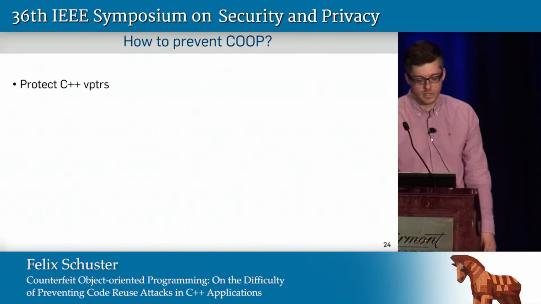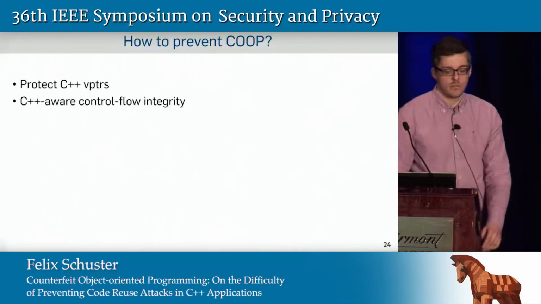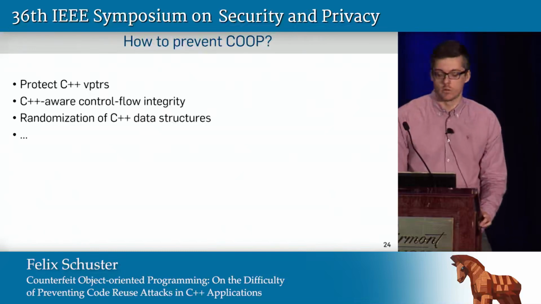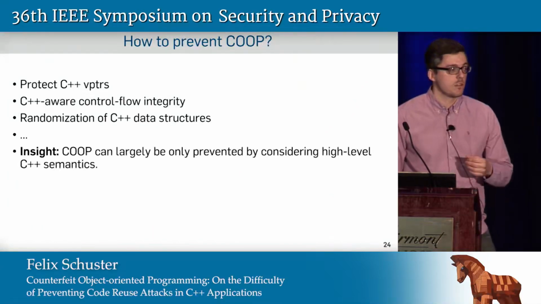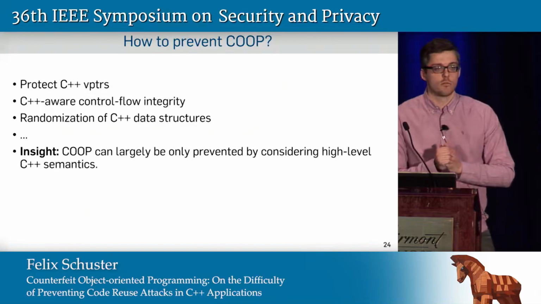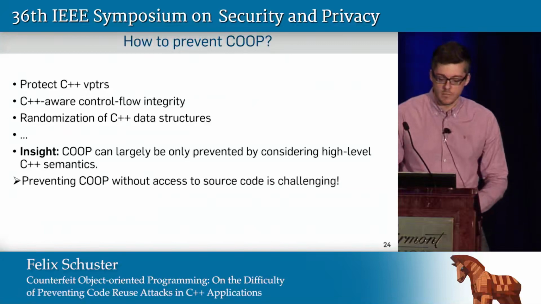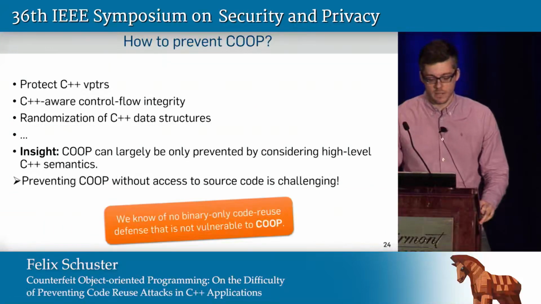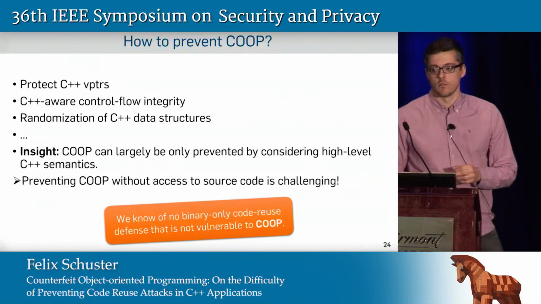How to prevent COOP? Well, you can protect C++ VPTRs, you can apply C++ aware control flow integrity, or you can randomize C++ structures, and there's probably more you can do. The insight is that we think that in order to design a strong defense against COOP, you need to have access to source code because you need to consider high-level C++ semantics. As such, preventing COOP without access to source code is very challenging. This is what we claim. And in fact, we don't know of any effective binary-only defense against COOP.